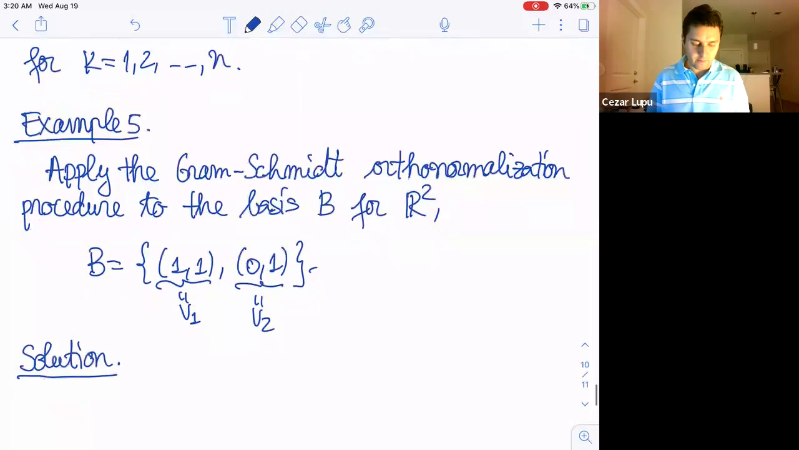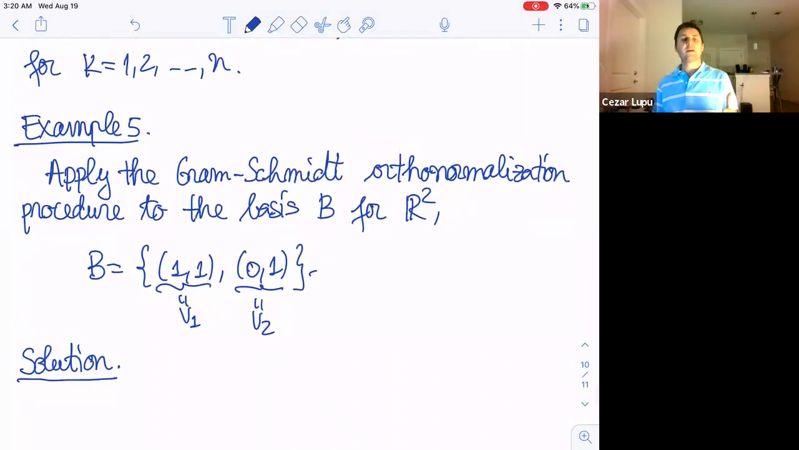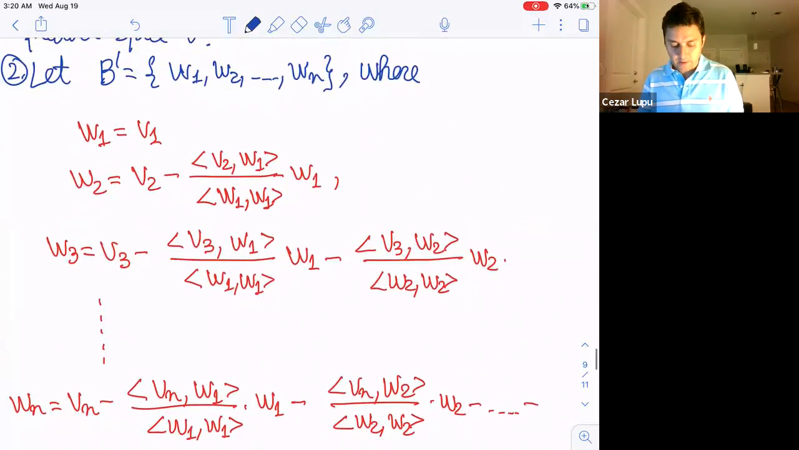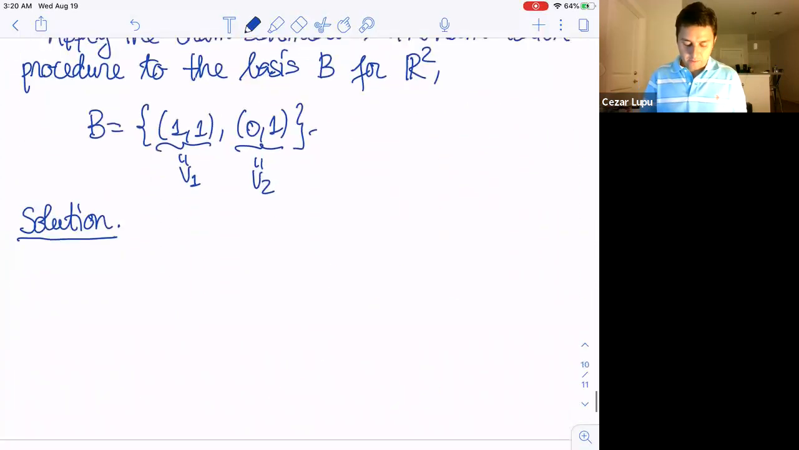Well, again, we start from this basis of vectors v1 and v2. We'd like to produce a basis of vectors which are orthogonal, and then at the end, we'd like to normalize those vectors. And then guess what? We'll apply the Gram-Schmidt procedure. As you can see here, W1 is the same as V1. And now we have to compute W2. So we'll keep W1 as V1, which is 1, 1.